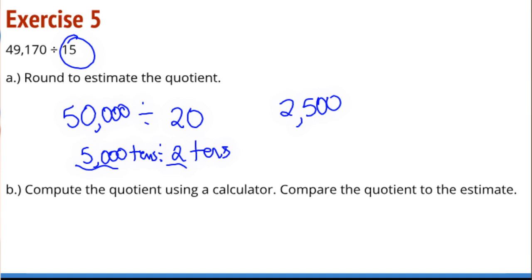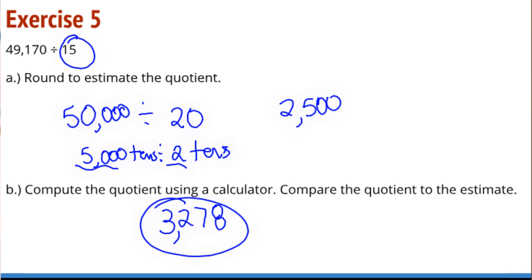And now we'll actually do the division. And we are at 3,278. So we are pretty far away from our estimate, but we expected that because 5 is a long ways from 10 and 20. So we're not too surprised.